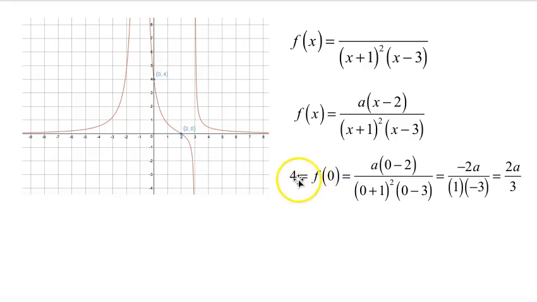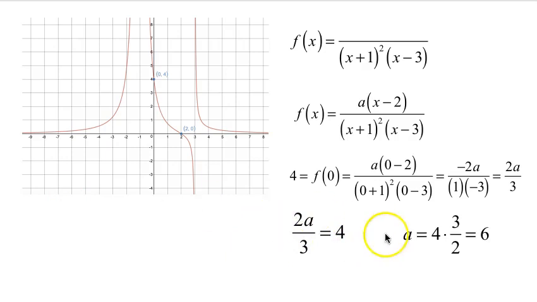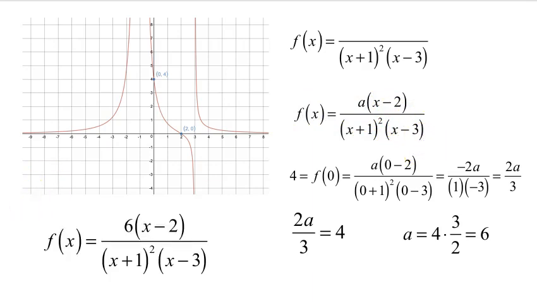but our y-intercept was (0, 4), so f of 0 is 4. That tells me 2a over 3 is 4. To solve for a, multiply both sides by the reciprocal, 3/2. And what is 4 times 3/2? 12 divided by 2 is 6. So a is 6. Plugging 6 in for a in this function will give us our final answer, that f of x is 6 times x minus 2 over x plus 1 squared times x minus 3.